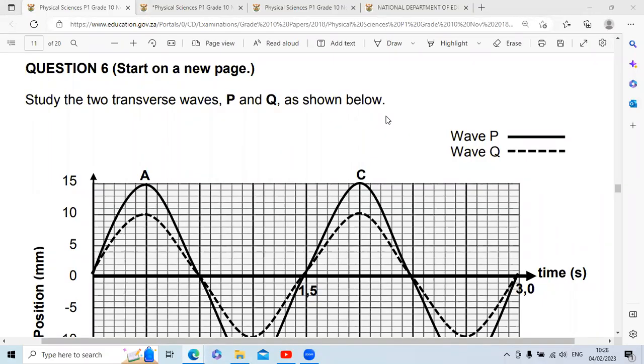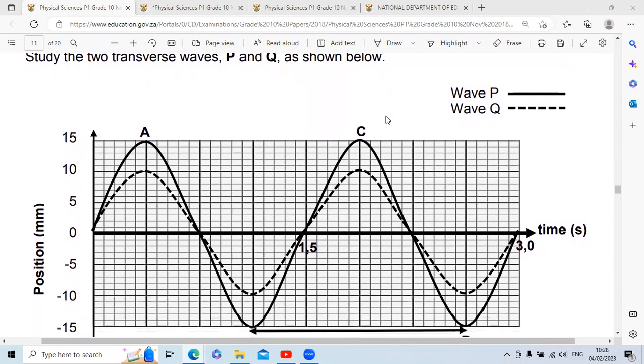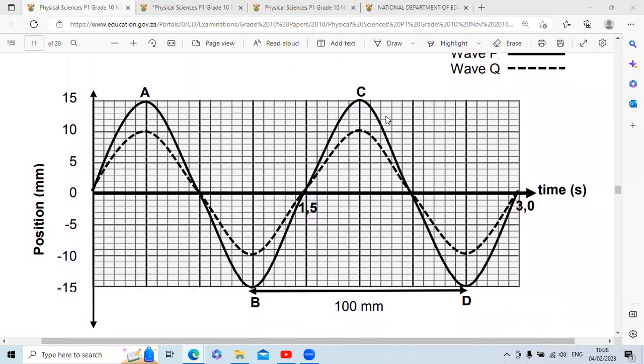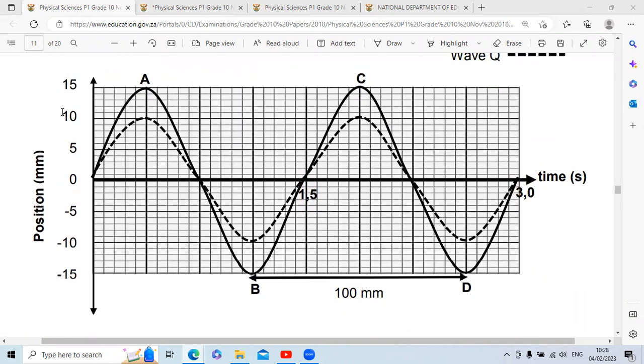So they say study the two transverse waves. We have P and Q, and show us the key. P is solid and Q is dashed. So here we have our position versus time graph. And if you can remember, do you have your notes? Do you have those notes near you?